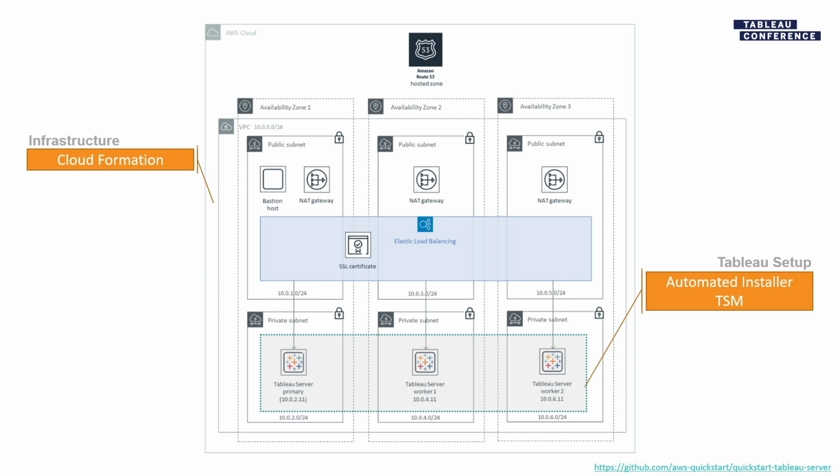The way that the Tableau Server automated deployments work for Amazon is essentially everything here is done through CloudFormation. So the infrastructure, the configuration of the infrastructure, is CloudFormation. And once CloudFormation has stood the stack up, we move over to the Tableau Server automated installer, which is a Python wrapper to install Tableau automatically, and TSM to do post-installation configuration as well. So these are the three top-level components you need to be familiar with to automate deployments on Tableau Server.